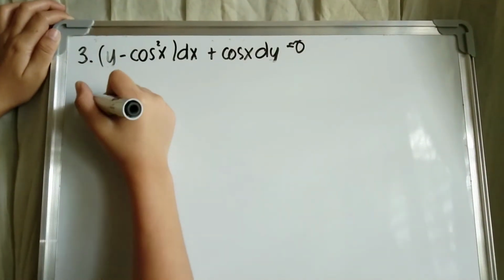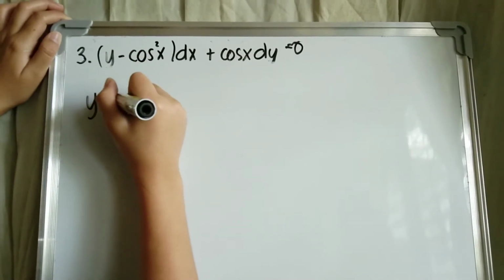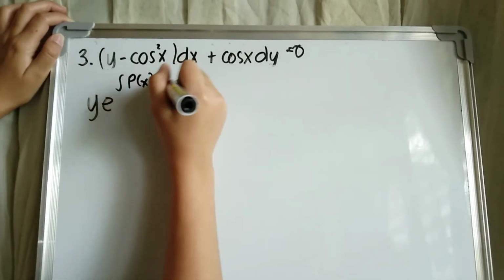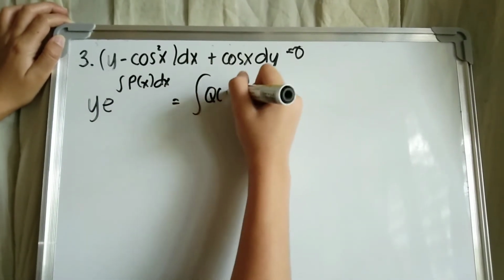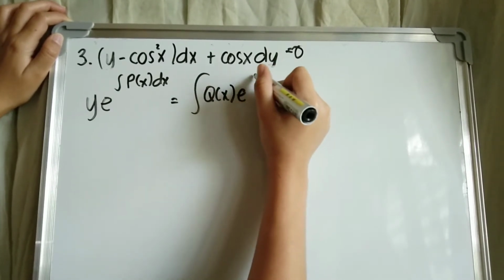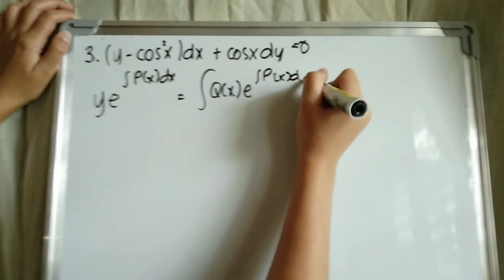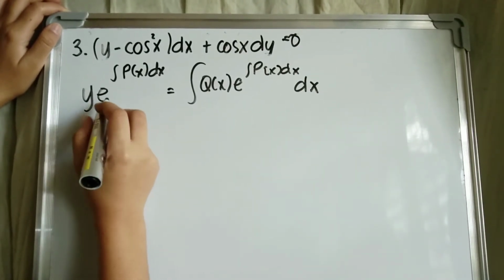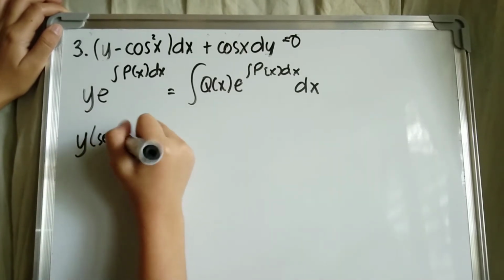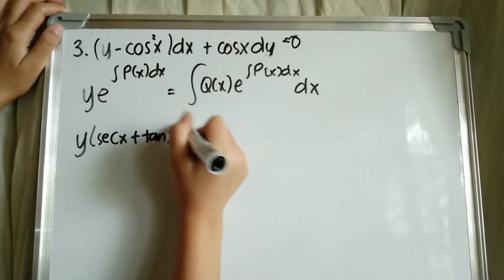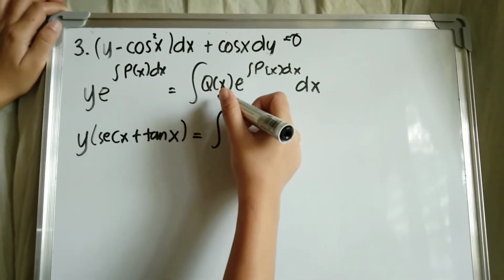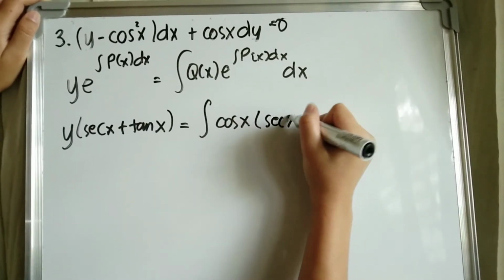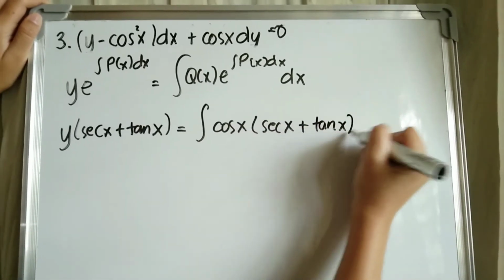So to get the general solution, we use the formula y times the integrating factor, e raised to the power of the integral of p of x dx, is equal to the integral of q of x times e raised to the power of the integral of p of x dx times dx. So our y, I copy y, and then the value of our integrating factor is sec x plus tan x, is equal to the integral of q of x. Our q of x is cos x times the integrating factor, which is sec x plus tan x dx.